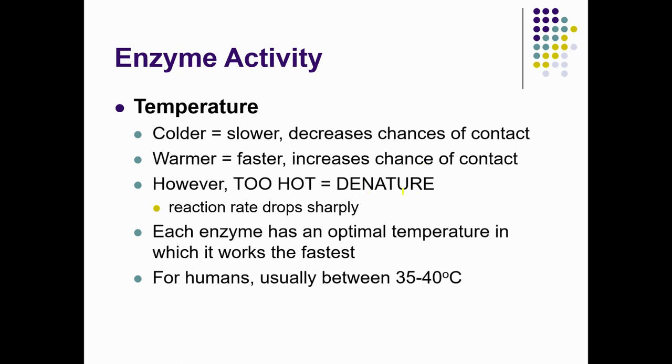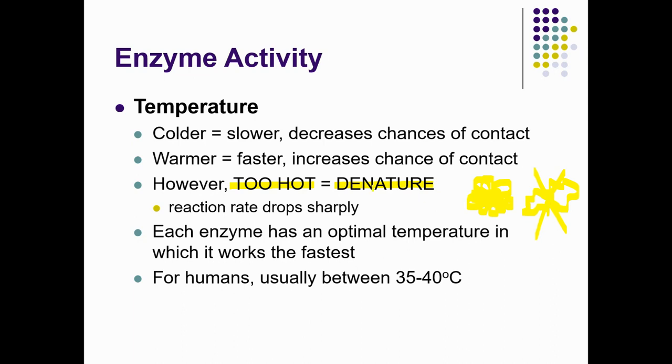Okay, now there is a catch though. When it comes to temperature, too hot is very bad. Too hot equals denature, and denaturing is when a protein loses its shape. So remember that these proteins have this very, very specific, highly complexly folded structure, all right? Now, what happens when it gets too hot is literally it unravels. So this protein, if it loses its shape, is no longer going to work. Denaturing means the protein cannot bind to the substrate.